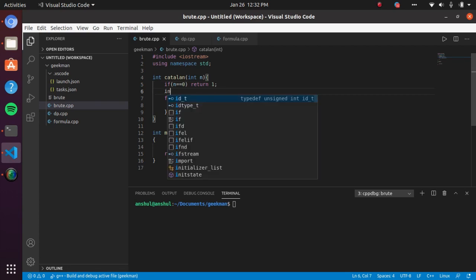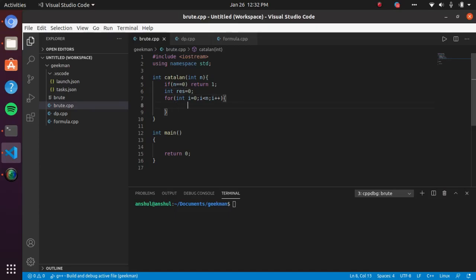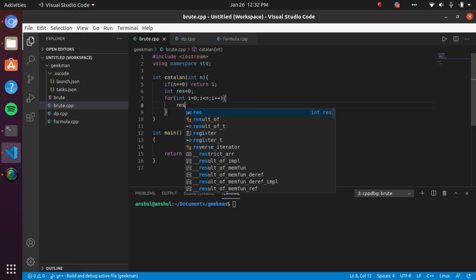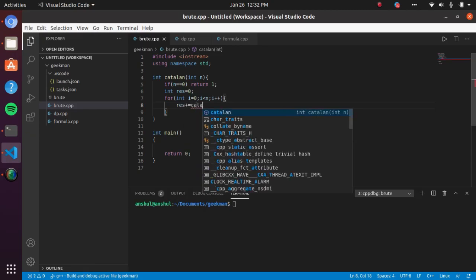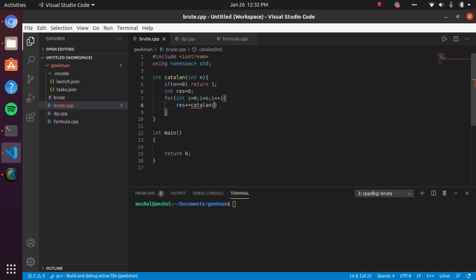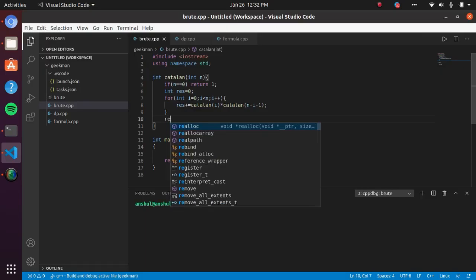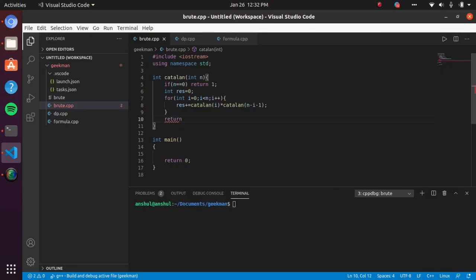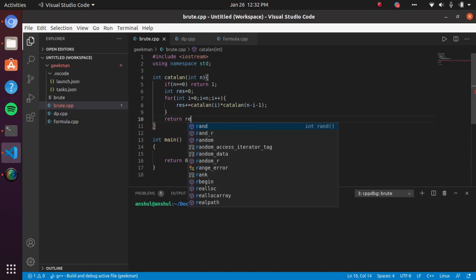Before that we have to make a variable res for storing, and res plus equal to Catalan of i into Catalan of n minus i minus 1. So this is our for loop, and we have to return res.